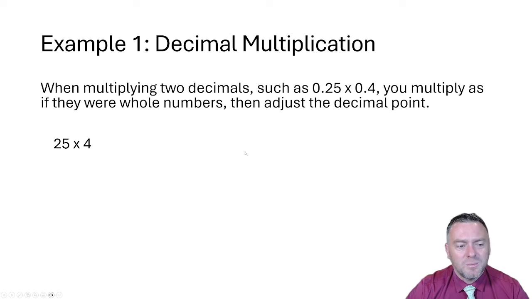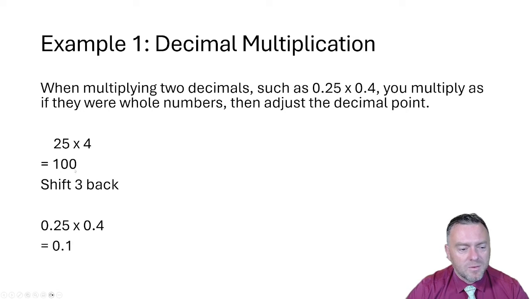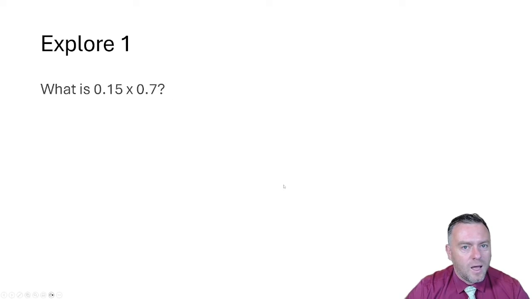So the first question in my mind, I do 25 times 4, which gives me 100. And then I just shift it back 3. So from that, we basically shift it back 3, 1, 2, 3, and we get 0.1, which kind of makes sense. If we had a quarter of 0.4, or we had 40 cents, and you had to find 25% of it, it would equal 10 cents. And you can sort of justify it that way. Have a go and see if you can use that technique with this one.